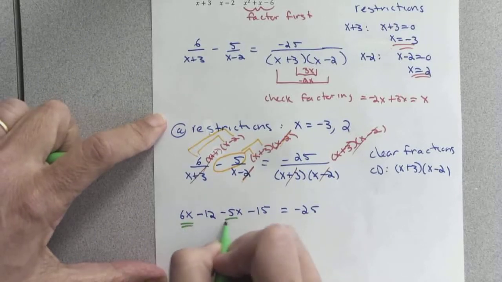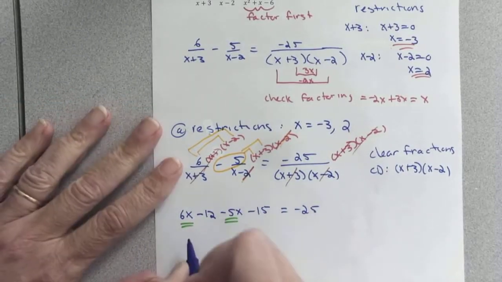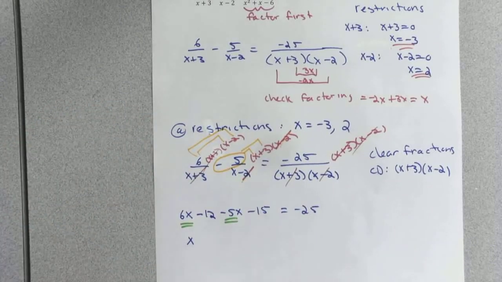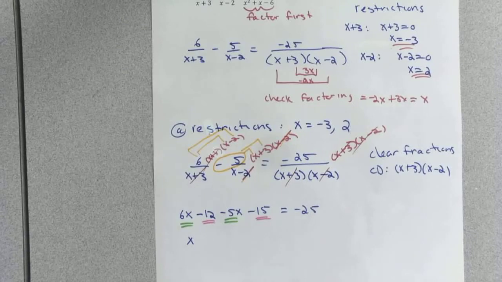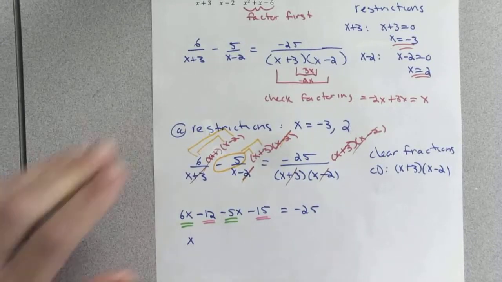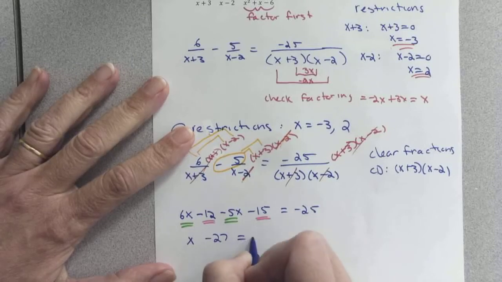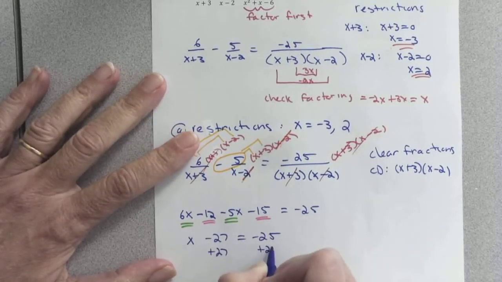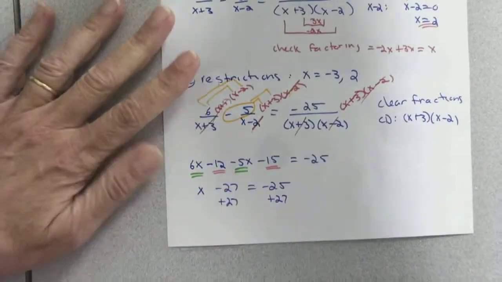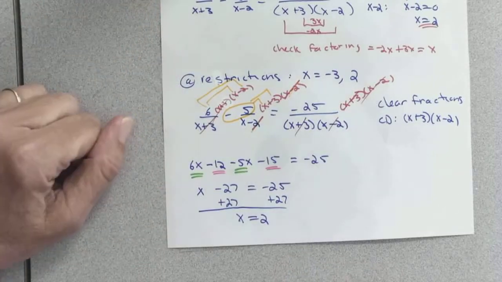Combine like terms. 6x minus 5x will be x. Negative 15 minus 25, or excuse me, negative 12 minus 25. Negative 27 equals negative 25. Add the 27 to both sides. And we get x equals 2.